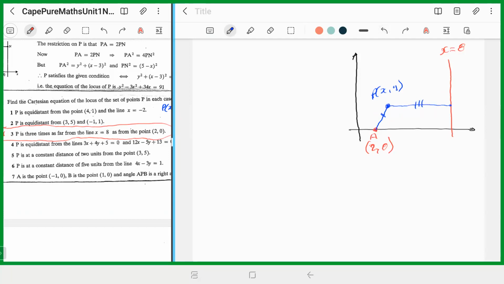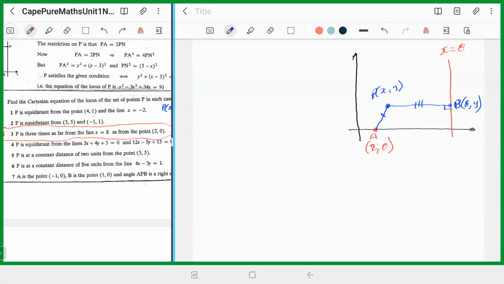Call this point B. What will the coordinates of B be? They're going to have the same y coordinate as P, but the x coordinate of this point is 8. So it means that B is the point (8, y). Putting the coordinates of this point is very important, guys. And then this is perpendicular.